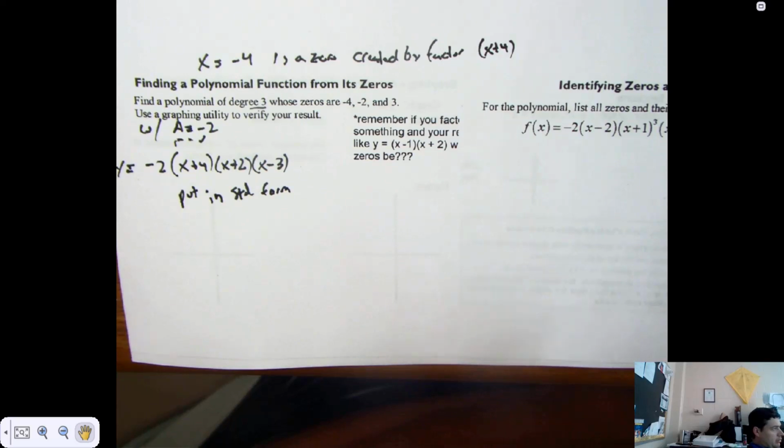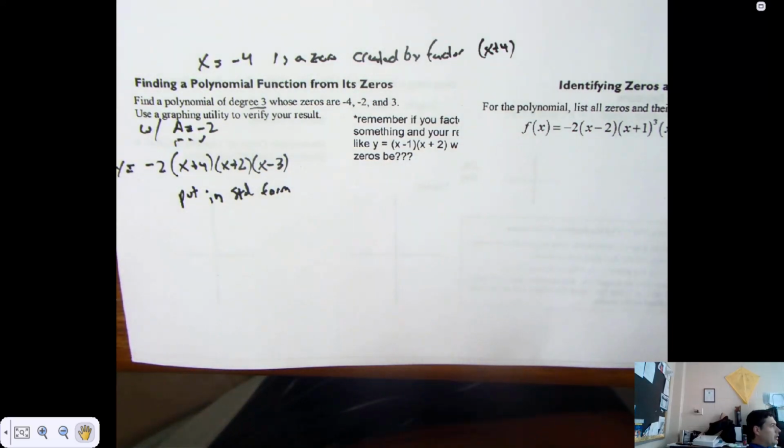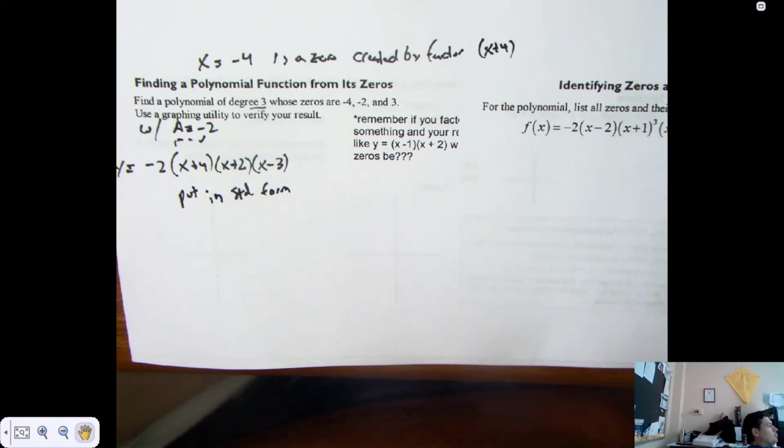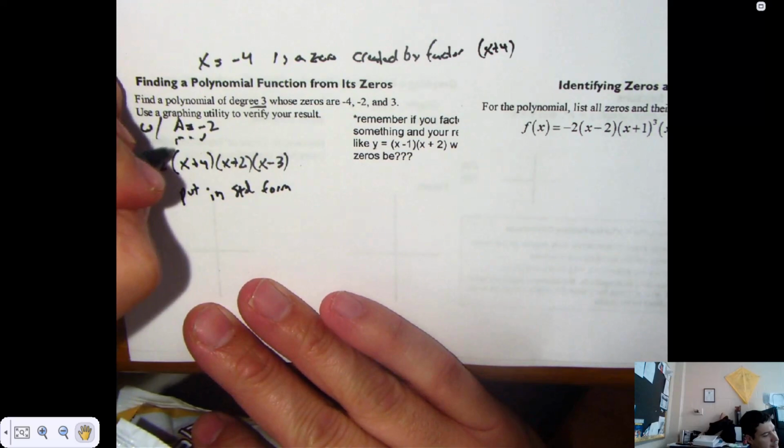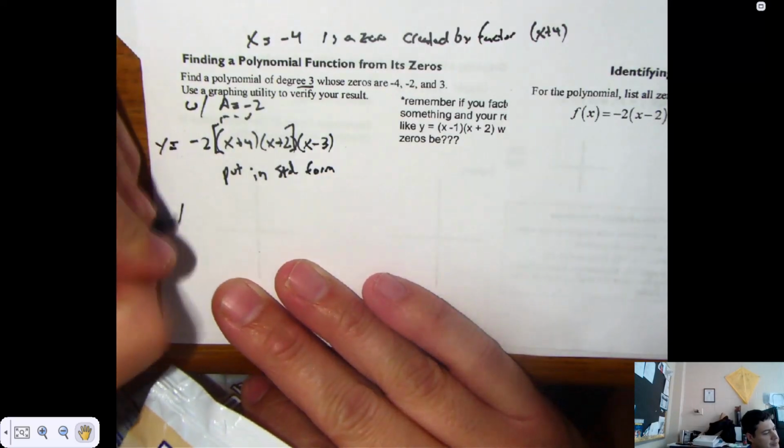Don't worry about that -2, by the way. You can worry about it last. I wouldn't worry about it in the beginning. How can you put that in standard form? What would Jesus do? He'd FOIL. Pick on 2 of those factors and FOIL them. If you want to work with the front 2, that's fine. If you want to work with the back 2, that's fine. Pick on 2 of them and FOIL. I'll pick on the front 2.